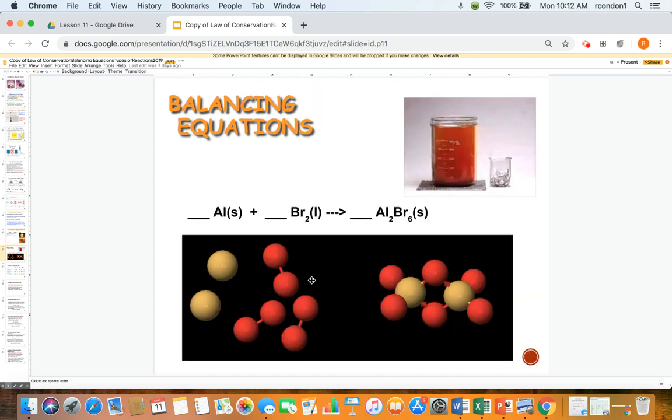How about this one? And here we can see it visually too. We have 1 aluminum, 2 bromines, and then we end with 2 aluminums and 6 bromines. Okay, so how about we add a 2 coefficient here? That would give us the 2 aluminums, and we see that here, 2 aluminums. And then to get 6 bromines, we need to add 3. See how there are 3 bromine molecules right here? 3 times 2 equals 6, and over here we have 6 bromines.